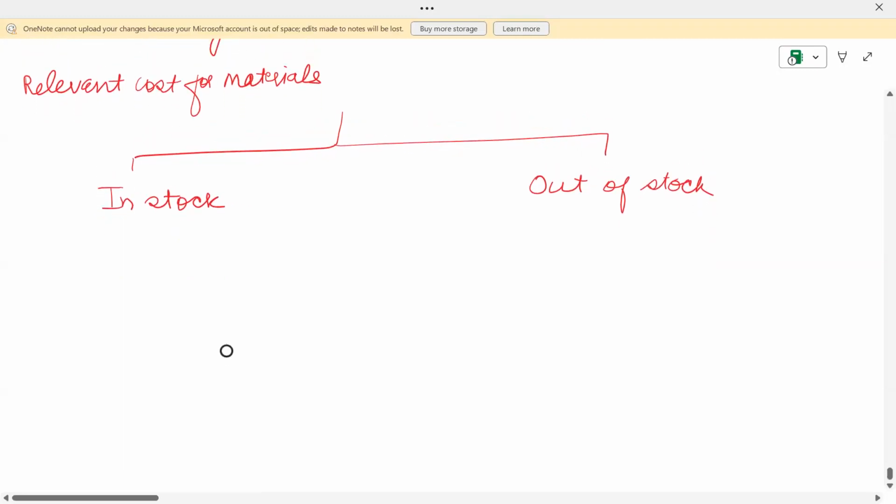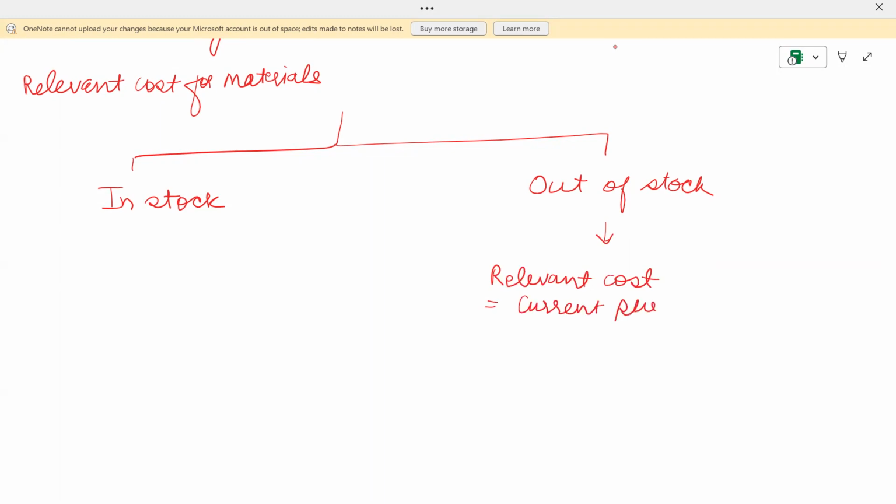So when it comes to out of stock, that means the relevant cost, if we are taking that, what will be the relevant cost over here, it will be nothing but the current price at which you can purchase. So the current purchase price. Then if I talk about materials which are in stock, again there are two scenarios.